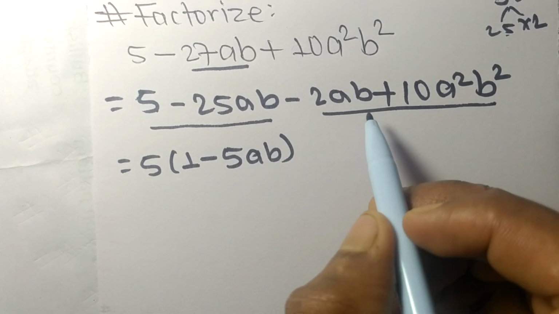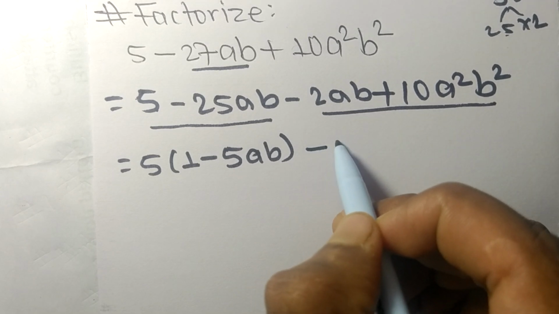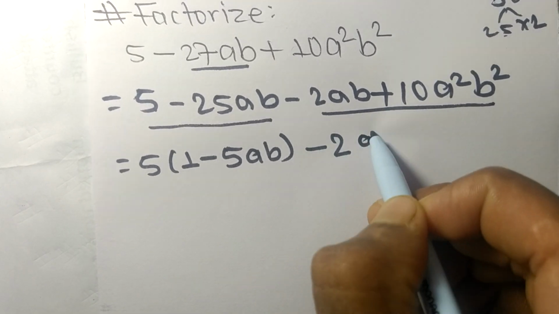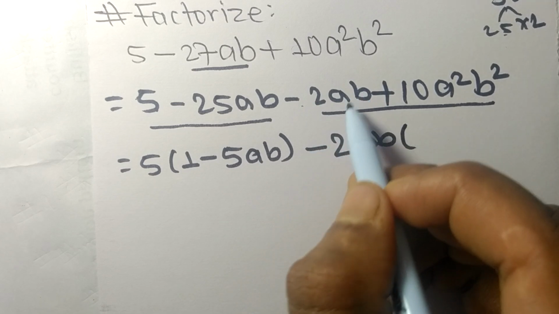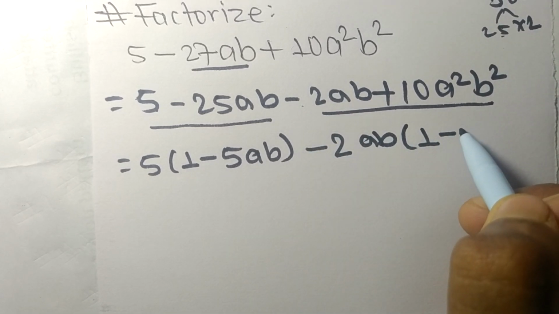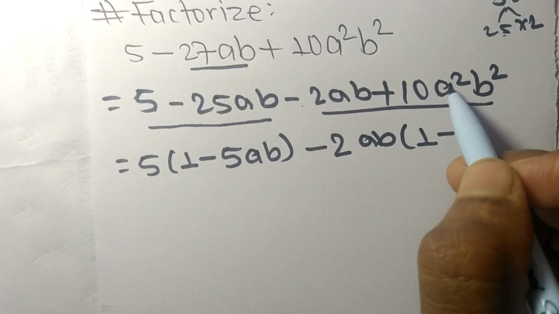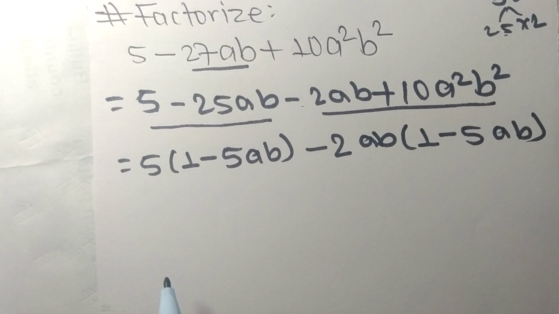Likewise, the common factor in the last two terms is minus 2ab. So the remaining is 1, minus 2 times 5 means 10, here a squared, 1 came out, so that is ab.